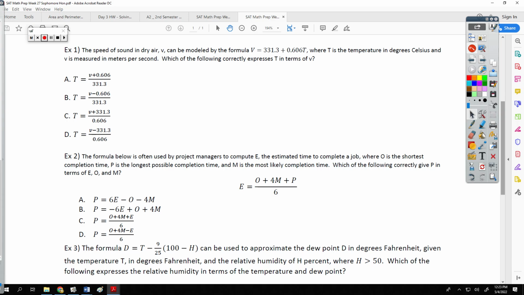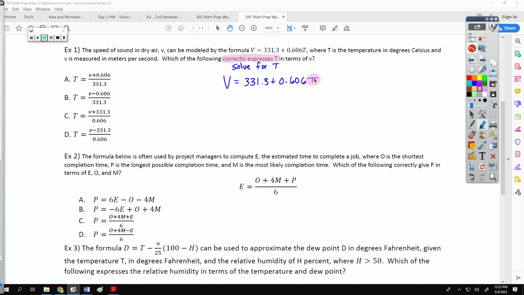Example 1 says the speed of sound in dry air V can be modeled by the formula V equals 331.3 plus 0.606 T, where T is the temperature in degrees Celsius and V is measured in meters per second. Which of the following correctly expresses T in terms of V? So when we see correctly expresses T, that tells us we are supposed to solve for T. So we're taking that equation, V equals 331.3 plus 0.606 T, and we are solving it for T.